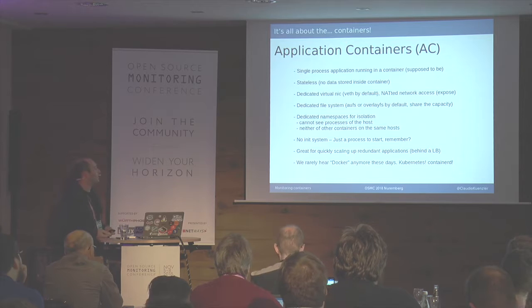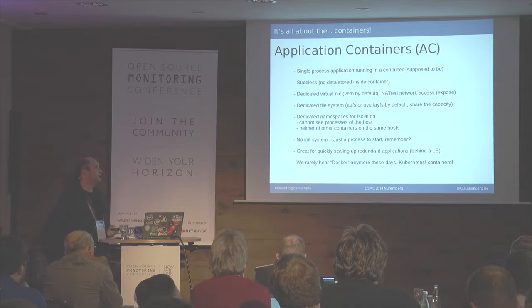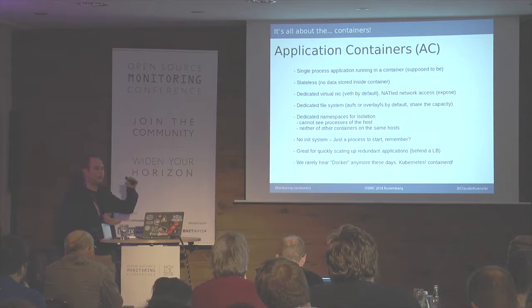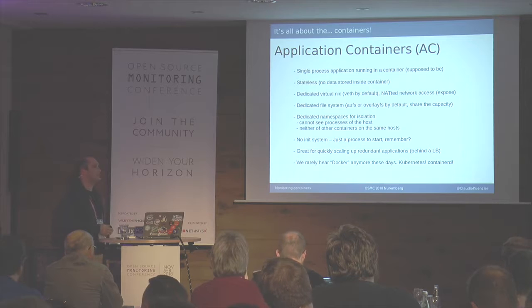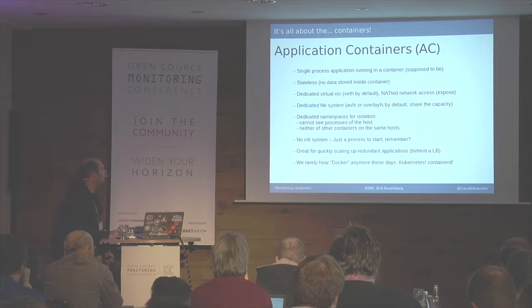We also have a dedicated file system. The difference here is it's by default AUFS or overlayFS, and they share the same capacity. So you have a top level file system, and all containers are using that top level file system, even though they have their dedicated root file system. Same as with LXC, dedicated namespaces. We have the same thing: we cannot see outside the container.